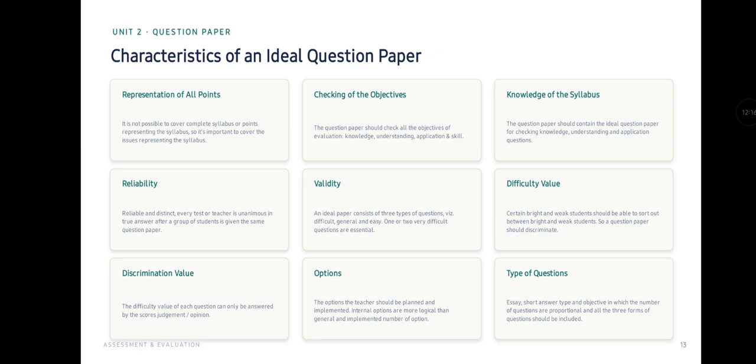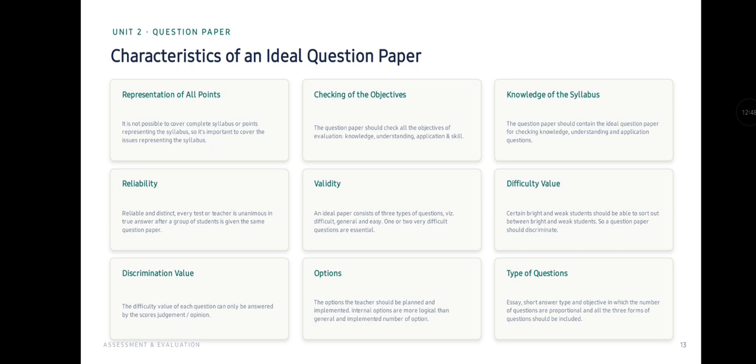Next is characteristics of an ideal question paper. Representation of all points. It is not possible to cover the complete syllabus or points representing the syllabus, so it's important to cover the issues representing the syllabus. Checking the objectives. The question paper should check all the objectives of evaluation: knowledge, understanding, application, and skills. Knowledge of the syllabus. The question paper should contain questions for checking knowledge, understanding, and application.